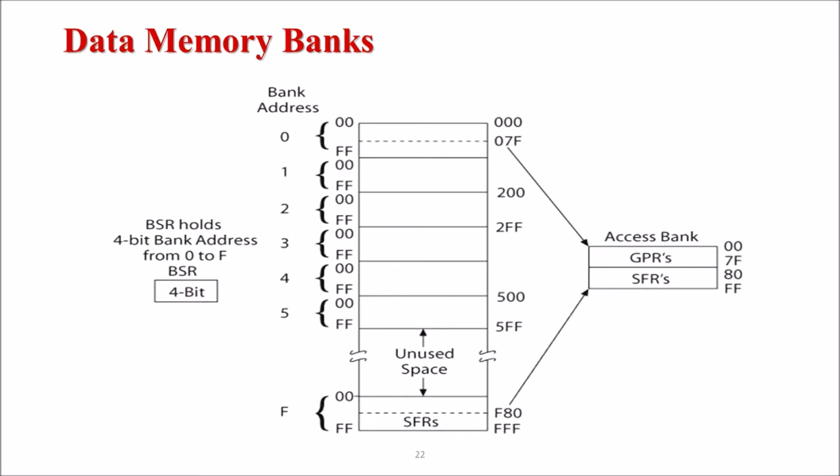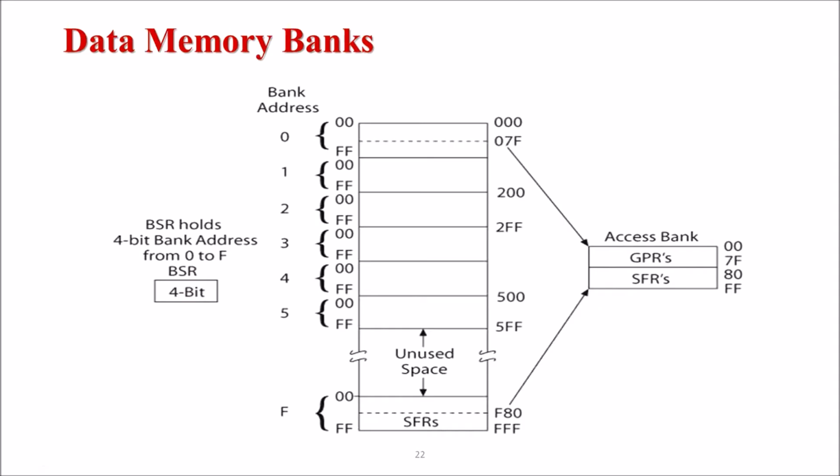The upper bank, that is bank 0 and bank 15, they are divided into two parts. The upper part is used as a general purpose register part and the lower part is used as a SFR, that is special function register part. These are called as an access bank.